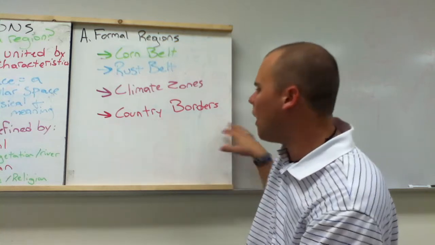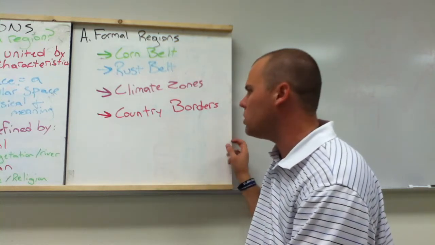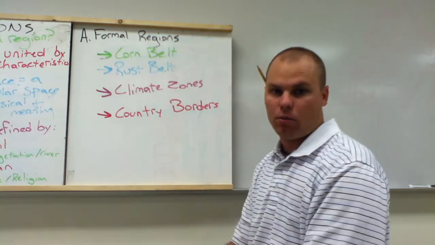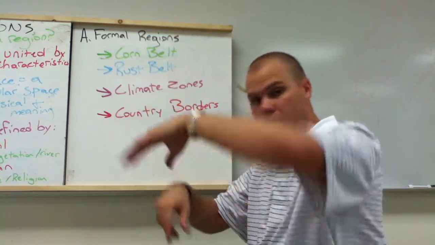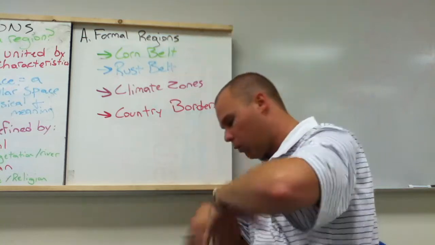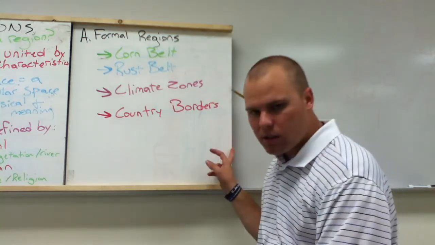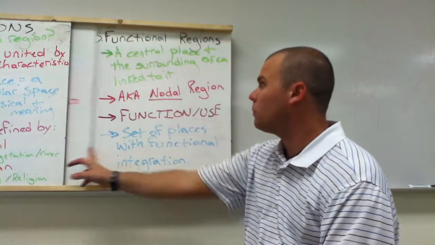Okay, the most obvious example of a formal region is country borders, like the United States. We can prove where that is. We've got oceans on both sides. That helps. We've got our border with Canada. We've got our border with Mexico. That helps. Proven regions, proven boundaries, just like a country border.